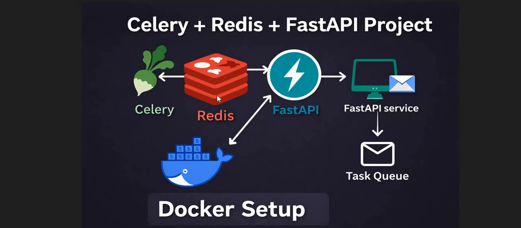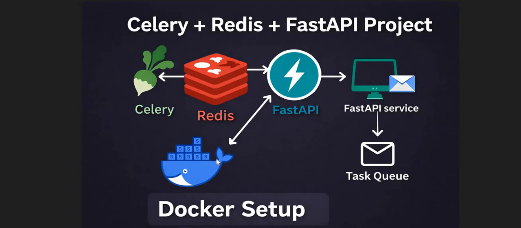Redis serves as the message broker between FastAPI and Celery. It stores task messages in a queue, manages task results, and handles communication. Redis enables Celery to scale by acting as the central coordination point. The task queue is the logical queue managed by Redis, where pending tasks wait to be picked up by available Celery workers. It ensures reliable task delivery and handles backpressure when workers are busy.